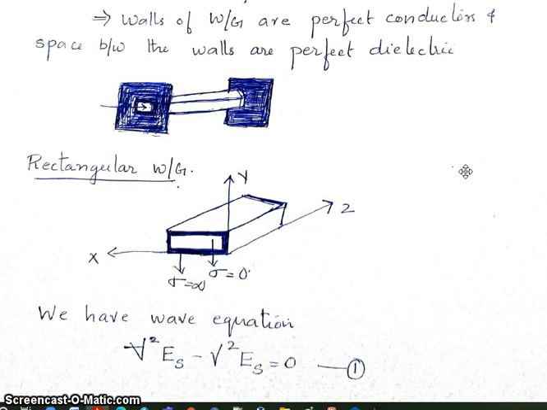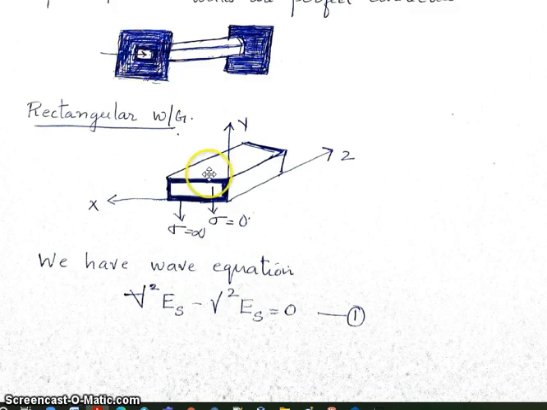Okay. So here we will start with the derivation. This is a typical rectangular waveguide. Here I have drawn the rectangular waveguide, and across the wall region, sigma, the conductivity, is equal to infinity because it is a good conductor, and inside the rectangular waveguide, that is between the walls, the conductivity is equal to 0.